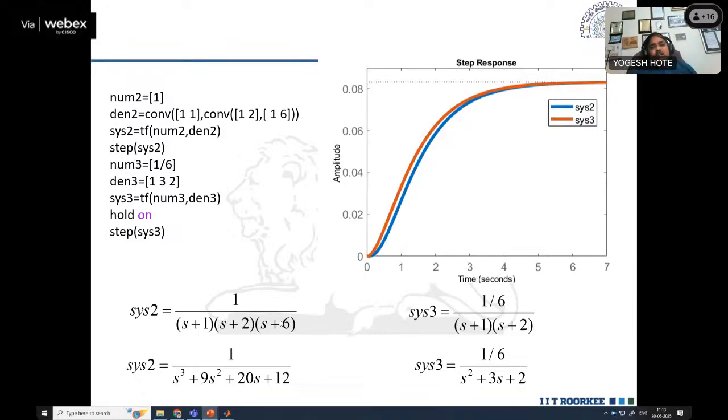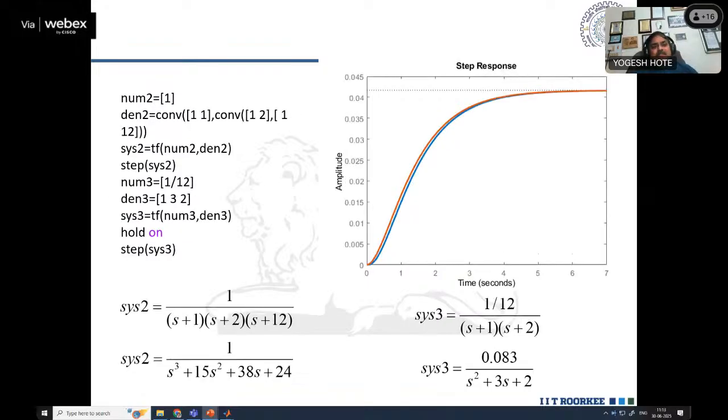But here we rejected this S plus 6 pole, and its effect is merged in the reduced order model by taking steady state 1 by S. Then you can see that instead of the 6, I have taken 12, S plus 12. And we obtained the reduced order model. In the reduced order model, we have taken S plus 4, S plus 2. And this 12, we have taken 1 by 12, to match the steady state. And we got the reduced order model as 0.083 over S square plus 3S plus 2. That is the reduced order model.